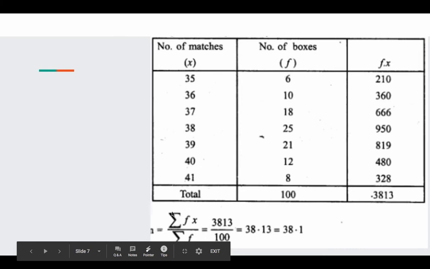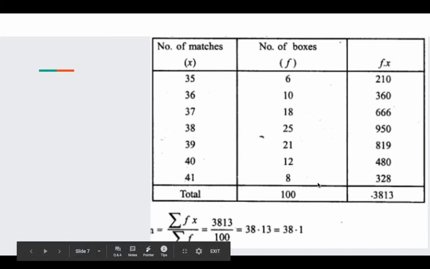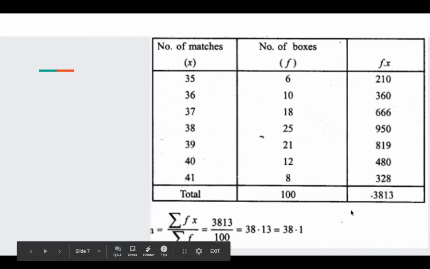And what is the sum of all observation? For 35 matches, number of boxes are 6. So 35 into 6, 210. Okay. 36 into 10, 360 fx. Okay. So add all these fx, add all the frequencies and divide. What do we get is the mean. So what's the formula for mean? Sum of fixi upon sum of frequency. Add all the fx. This is fx. Simply f multiplied by corresponding x. So this is what it is. And upon sum of all frequencies.